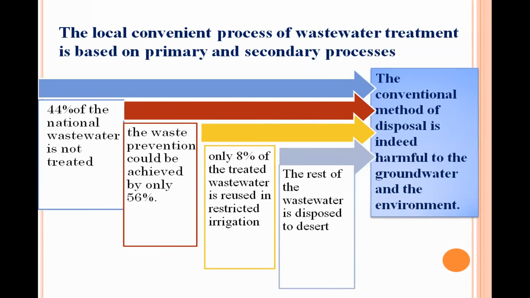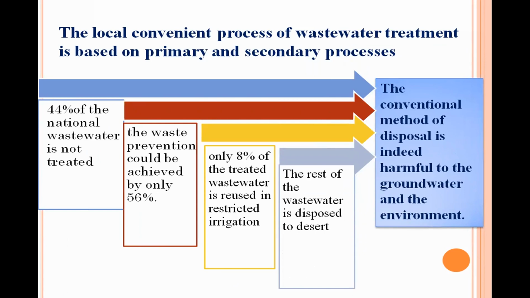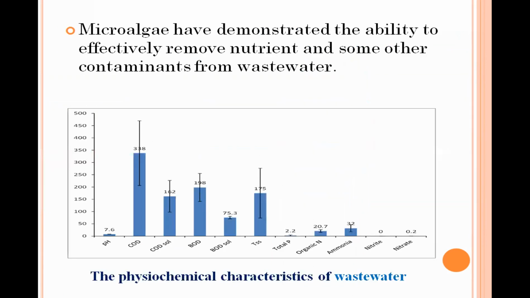So the conventional method of disposal is indeed harmful to the groundwater and the environment. So we think about using microalgae to treat wastewater. Microalgae has demonstrated the ability to effectively remove nutrients and some other contaminants from wastewater. This histogram represents the characteristics of wastewater in several municipal wastewater plants. We have high COD and high BOD content. We have sufficient nitrogen and phosphorus content also for algal growth.